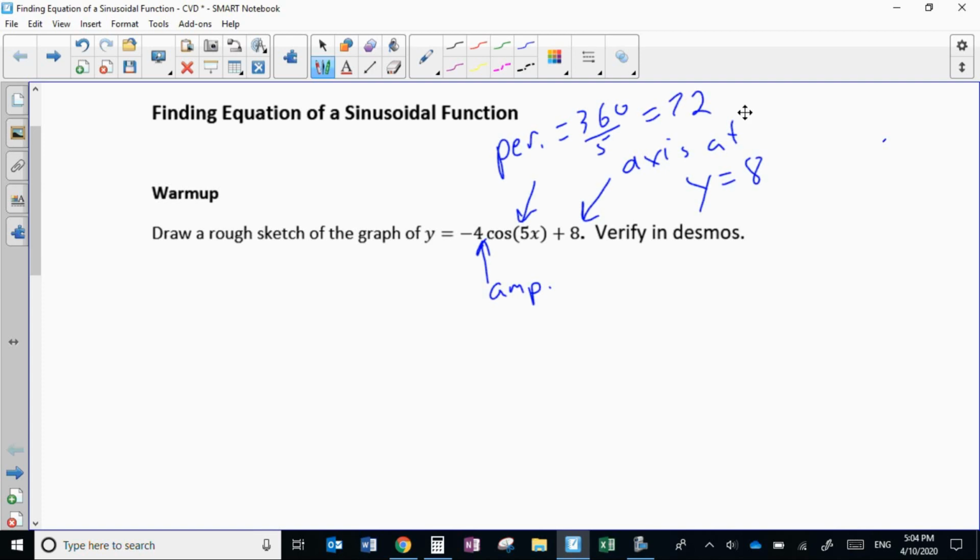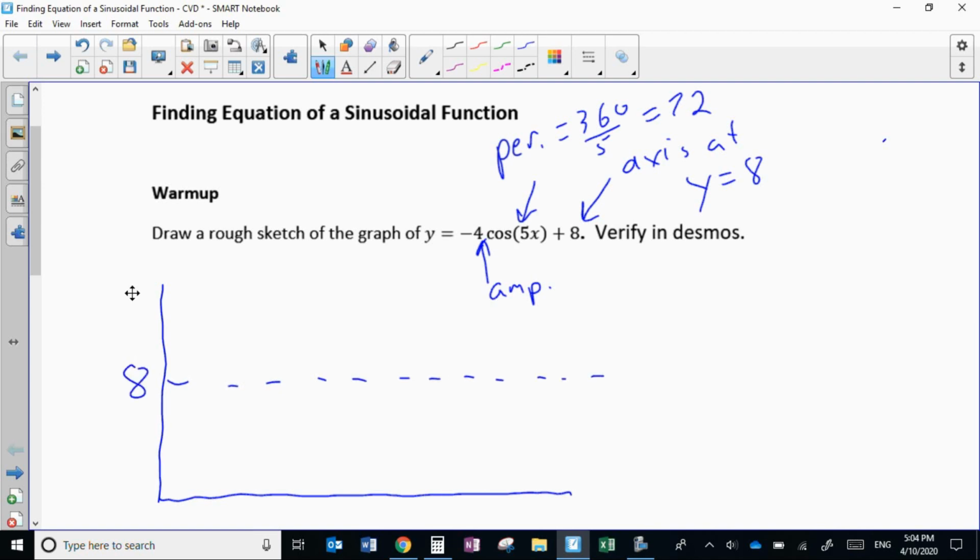Once we know that information, we also need to take into account the fact that this is a negative here, meaning the cosine function is going to be upside down from what we normally would expect. I can draw a sketch of what this graph looks like. Okay, there's my x-axis, my y-axis. There's an axis at 8, so I'd like to start with that. With an amplitude of 4, we go 4 above 8 to 12 and 4 below 8 to 4. Of course, there's our 0 right there.